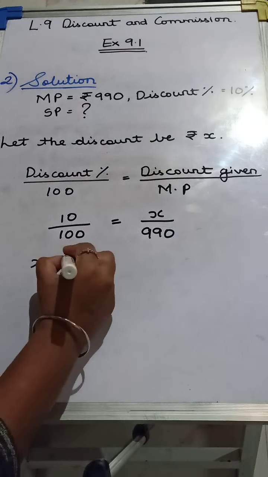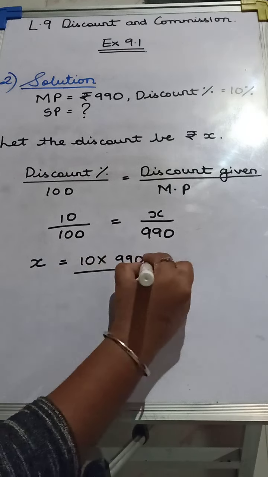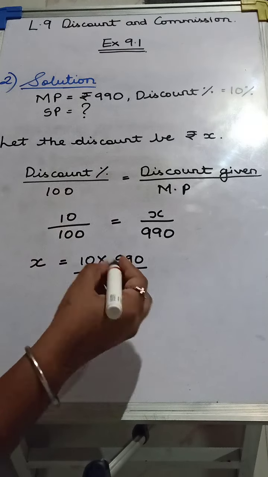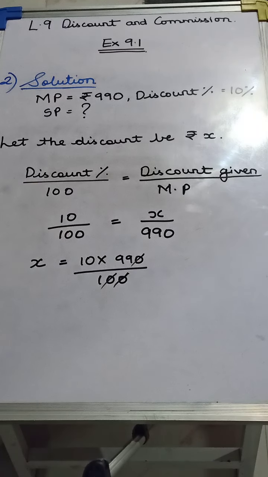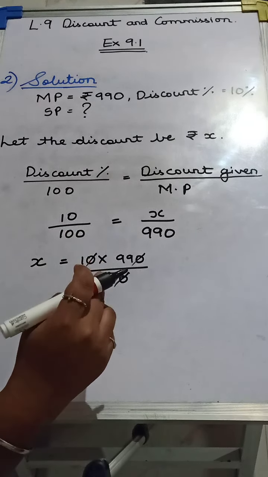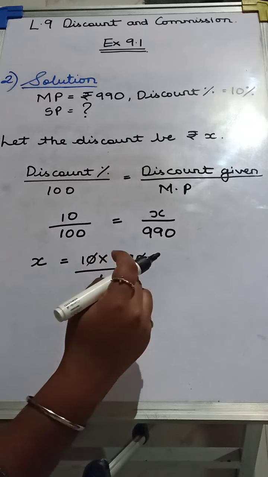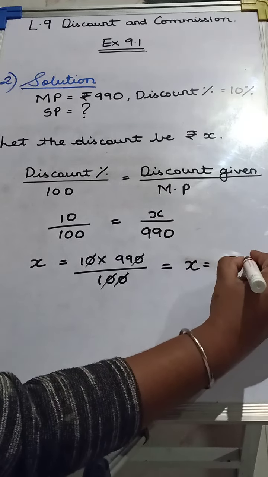Now we are going to take X outside. Then cross multiply, 10 multiplied by 990 upon 100. 1 zero in the denominator cancelled, 1 in the numerator. Second again, 1 in the denominator, second in the numerator. So 2 zeros in the denominator cancelled, 2 zeros in the numerator cancelled. Okay. Therefore, what is remaining here? 1 multiplied by 99. Therefore, you get 99 as the answer. Or you can even write here directly X is equal to rupees 99.